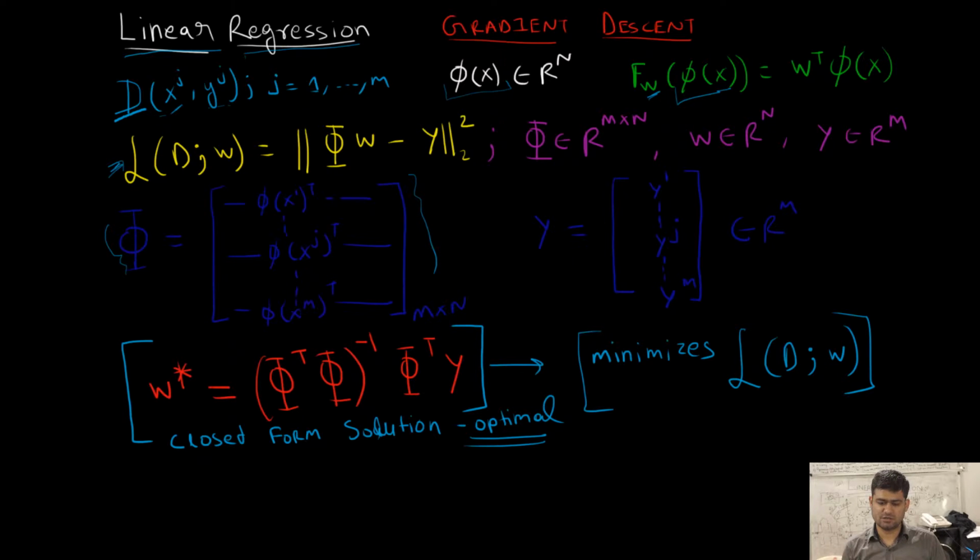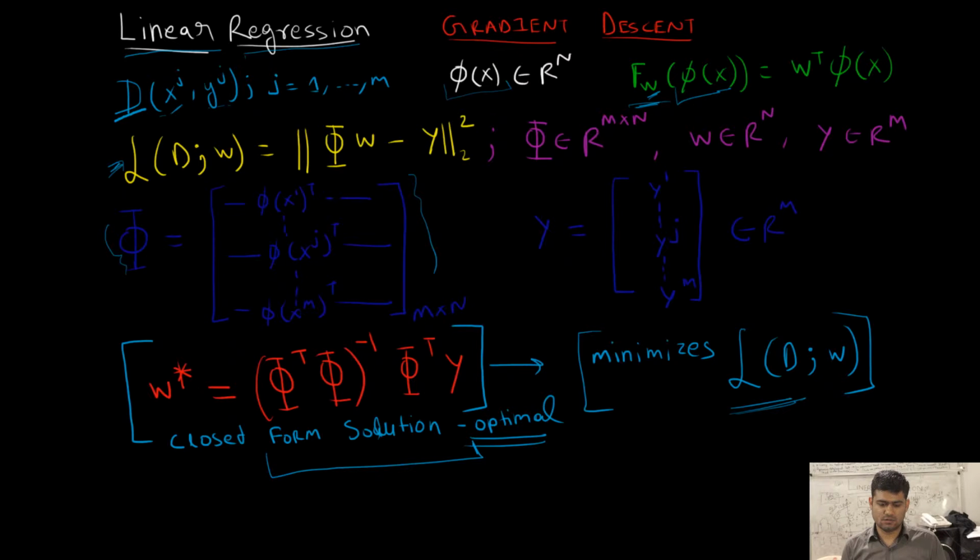The optimal solution, if we take the L2 square loss function, is W star, which denotes the optimal solution, is phi transpose times phi inverse times phi transpose times y. So this is a closed form solution for W, to derive the optimal W. It minimizes the loss function, the squared loss function, over the dataset for this linear model.